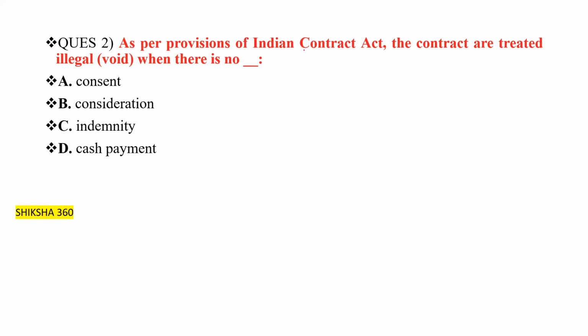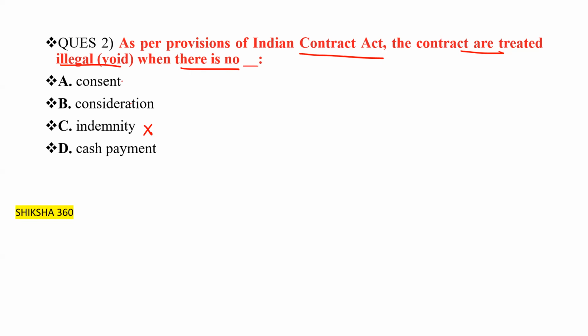As per the provisions of the Indian Contract Act, a contract is treated as illegal or void when there is no consent, consideration, or indemnity. Indemnity has no role here. Indemnity is a different terminology, which we use when, for example, a person loses his fixed deposit, or for that type of work. Cash payment also has no role here. So the answer is either option A or option B.